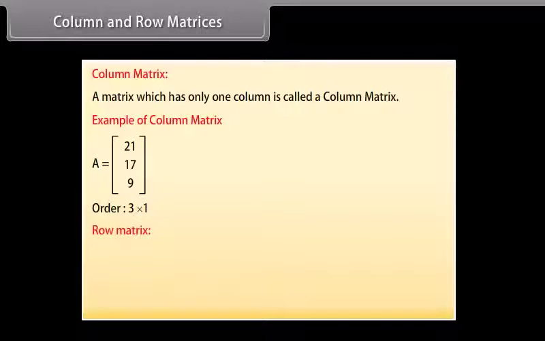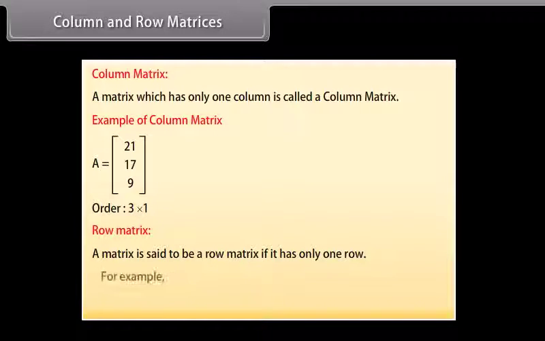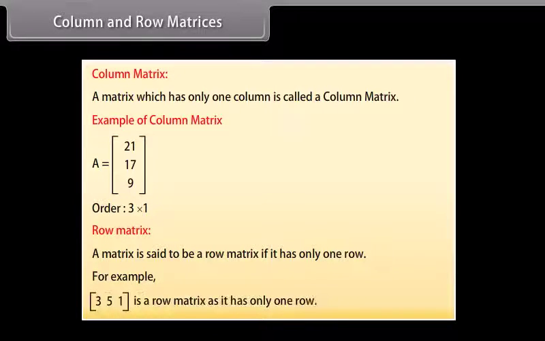Row matrix. A matrix is said to be a row matrix if it has only one row. For example, the row 3, 5, 1 is a row matrix as it has only one row. Square matrix and diagonal matrix.